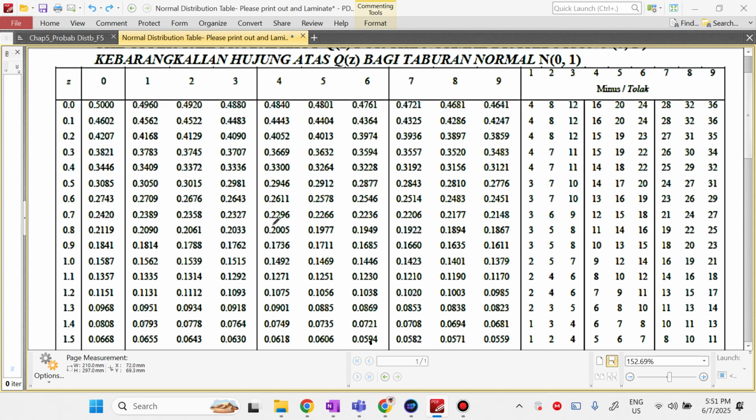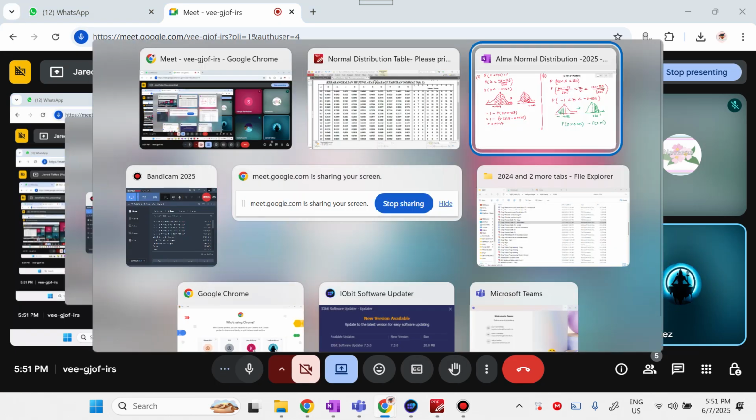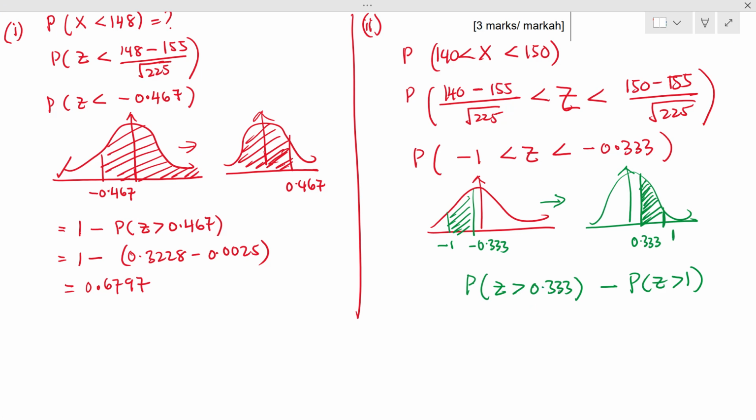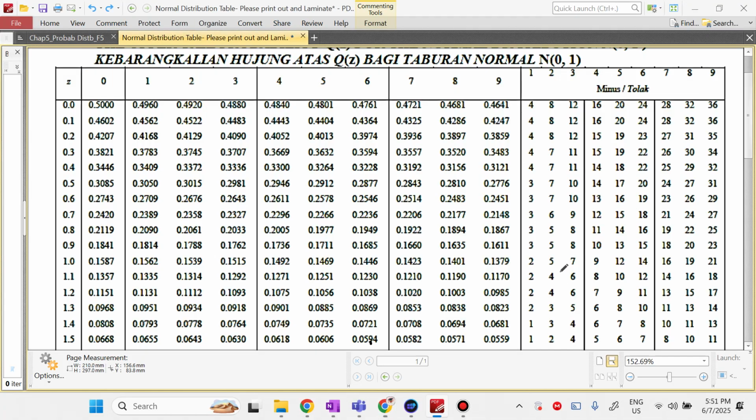We are finding probability. Always ask yourself: are we finding probability? Are we finding the Z? We already have the Z value. We need to find the probability. Okay, 0.333. 0.33 and also 3. Mark this point, 0.333, mark this point all the way to here.